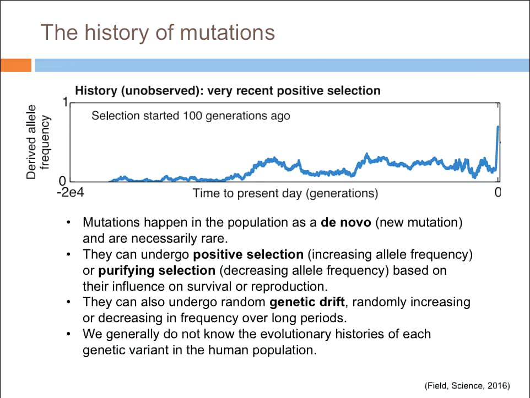So we generally don't know the evolutionary histories of each genetic variant in the population, but this is an important thing to keep in mind. Genetic variants that we study, like common variants, have been sort of up and down in the population for a long time. De novo variants, which is another type of variants, have only existed for a very short time.